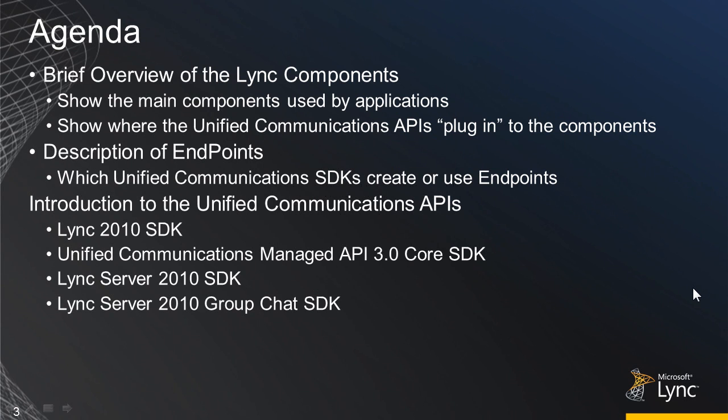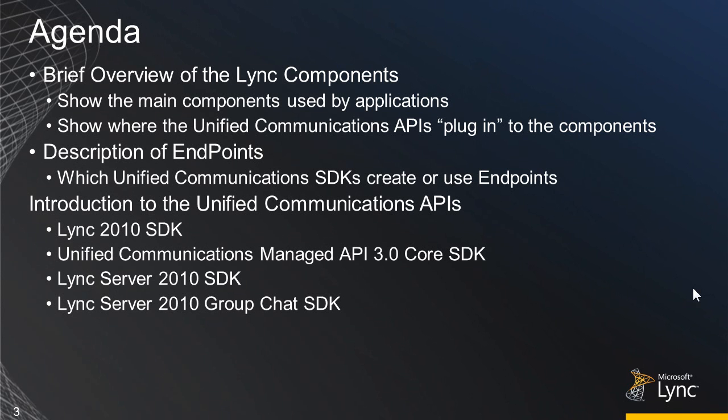What I'm going to do in this presentation is try and give you a brief overview of the various Link components and show you how those components are used by applications. Once you understand the basic components, then I'll show you where the Unified Communications APIs plug into those components and allow your applications to interact with Link. I'm going to spend some time describing endpoints, which are the main way that applications interact with Link itself, and tell you which Unified Communications SDKs create or use endpoints to do what they do.